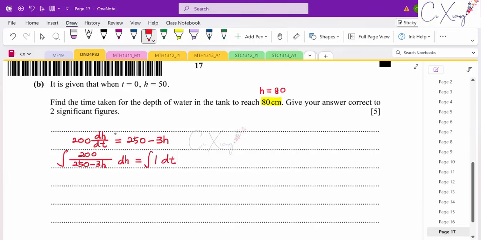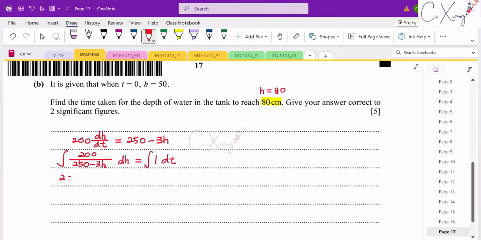Maybe some of you will want to ask why I keep the 200 on the left. Since the question asked me to prove the equation with the 200 on the left-hand side, I just keep it there. I believe that if I integrate like this, it will be easier. So I just follow what the question gives me and keep the 200 on the left. Alright, so let's integrate the equation now.